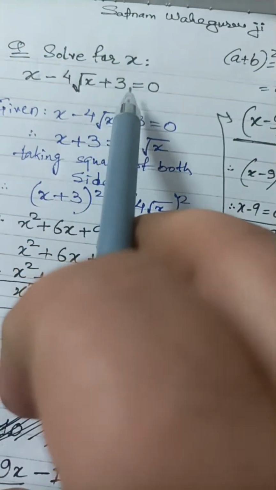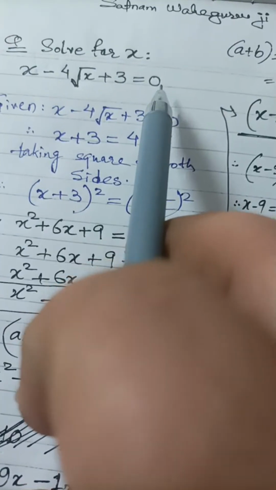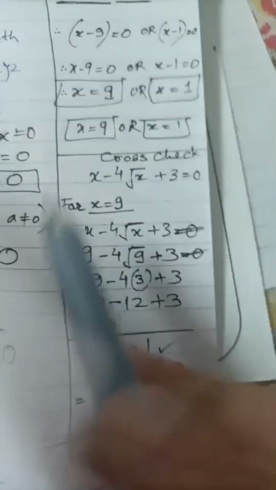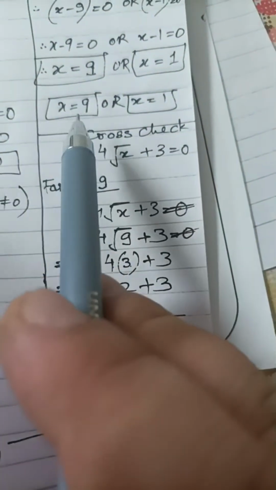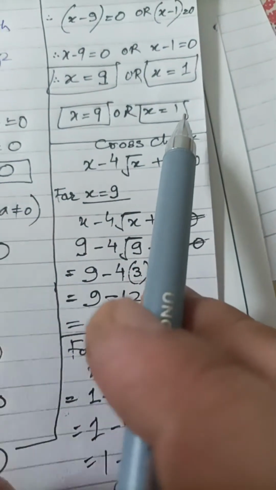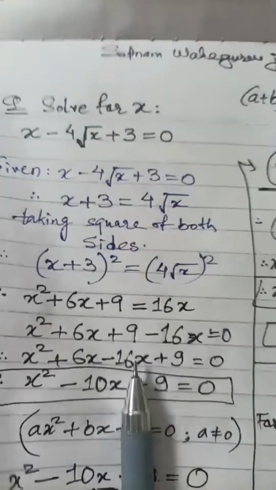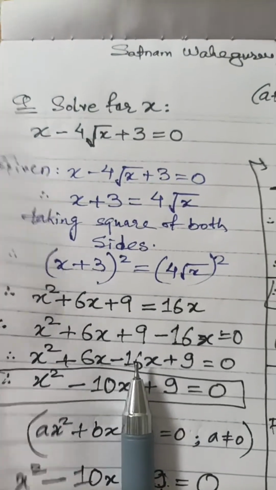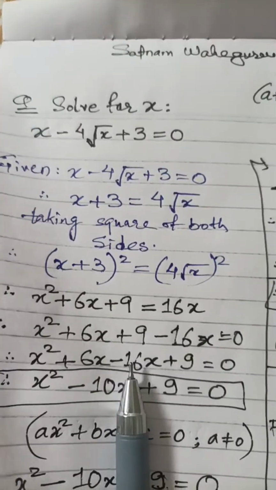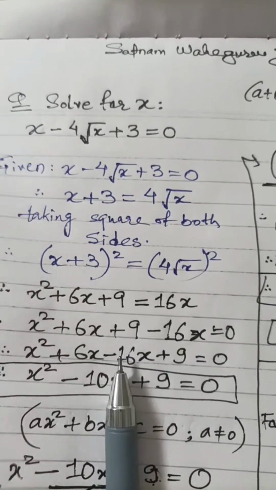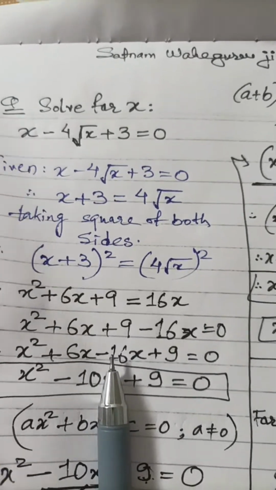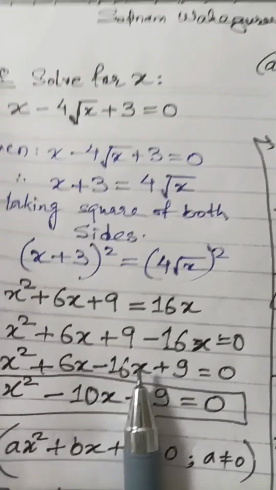So the answer to this question, what was the original question? x minus 4 root x plus 3 is equal to 0. So x is either 9 or x is equal to 1. This is your answer for the equation x minus 4 root x plus 3 equal to 0.